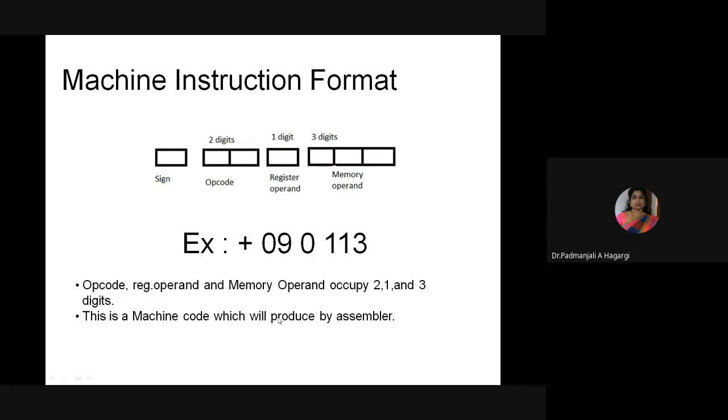The instruction format is of 2, 1 and 3 digits. 3 digits is for the memory operand, 1 digit is for the register operand, and 2 digits is for the opcode. The 2 digits of the opcode are like 01, 02, 03, 04, and further they get represented in binary forms. So 3 digits is for the memory operand, and the machine code will be produced by the assembler: the opcode, the register operand and the memory operand, for 2, 1, 3 digits.